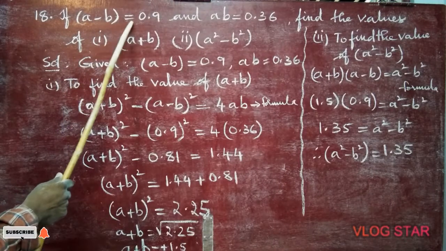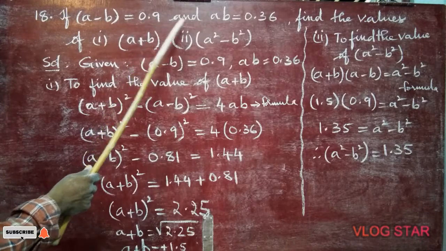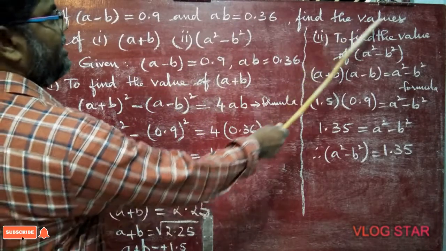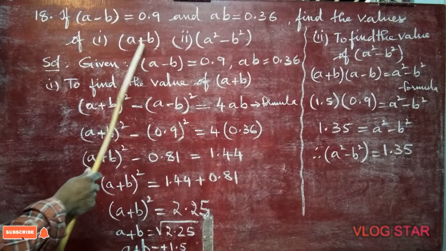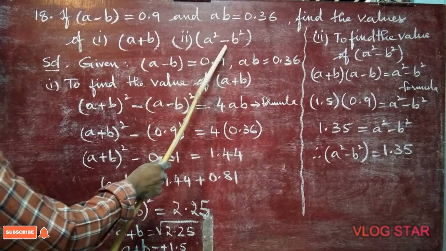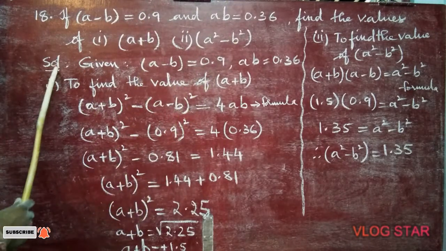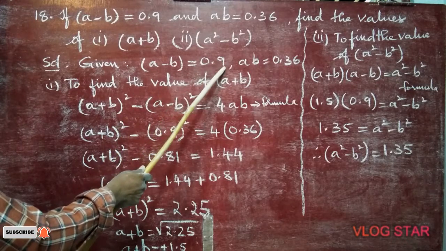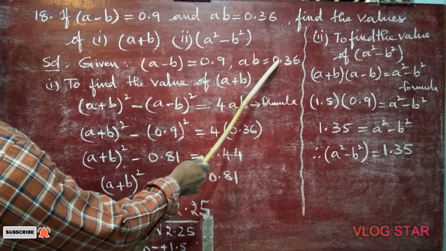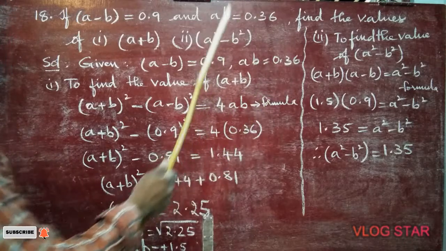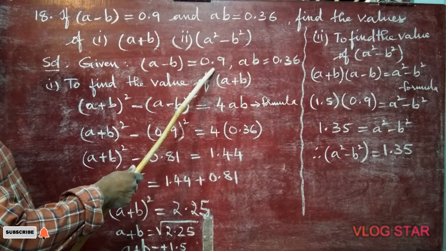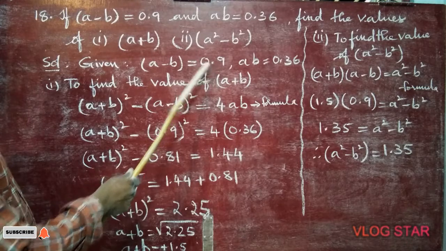If a minus b is equal to 0.9 and ab is equal to 0.36, find the values of: first one, a plus b, and second one, a square minus b square. Solution. a minus b they have given 0.9 and ab they have given 0.36. In this problem they gave decimals. Don't fear, my dear, please hear.